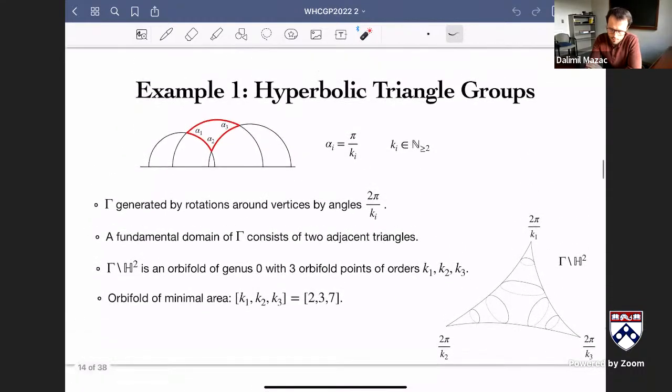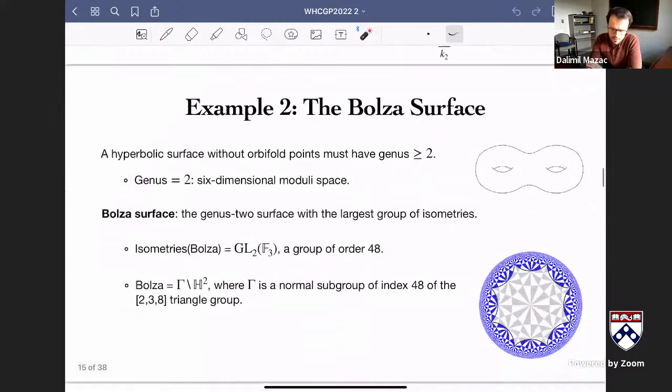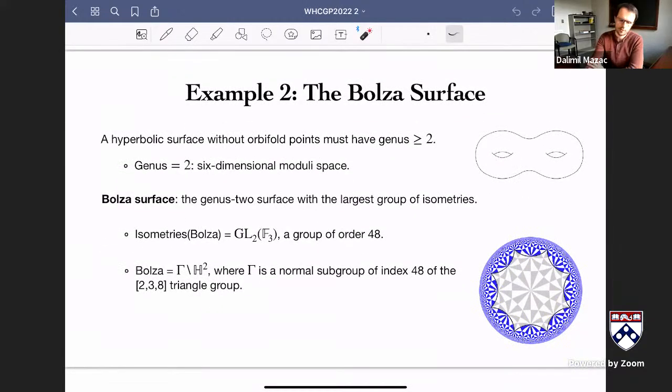Okay, so that's an example of a genuine orbifold. To get an example of a smooth surface, which is hyperbolic, you need to go to at least genus 2. At genus 2, there is a 6-dimensional moduli space. And a particular point in the 6-dimensional moduli space is the Bolza surface. It's the most symmetric point in the moduli space. So it's a genus 2 surface with a larger group of isometries. The group of isometries is a finite group of order 48, GL2 over F3.